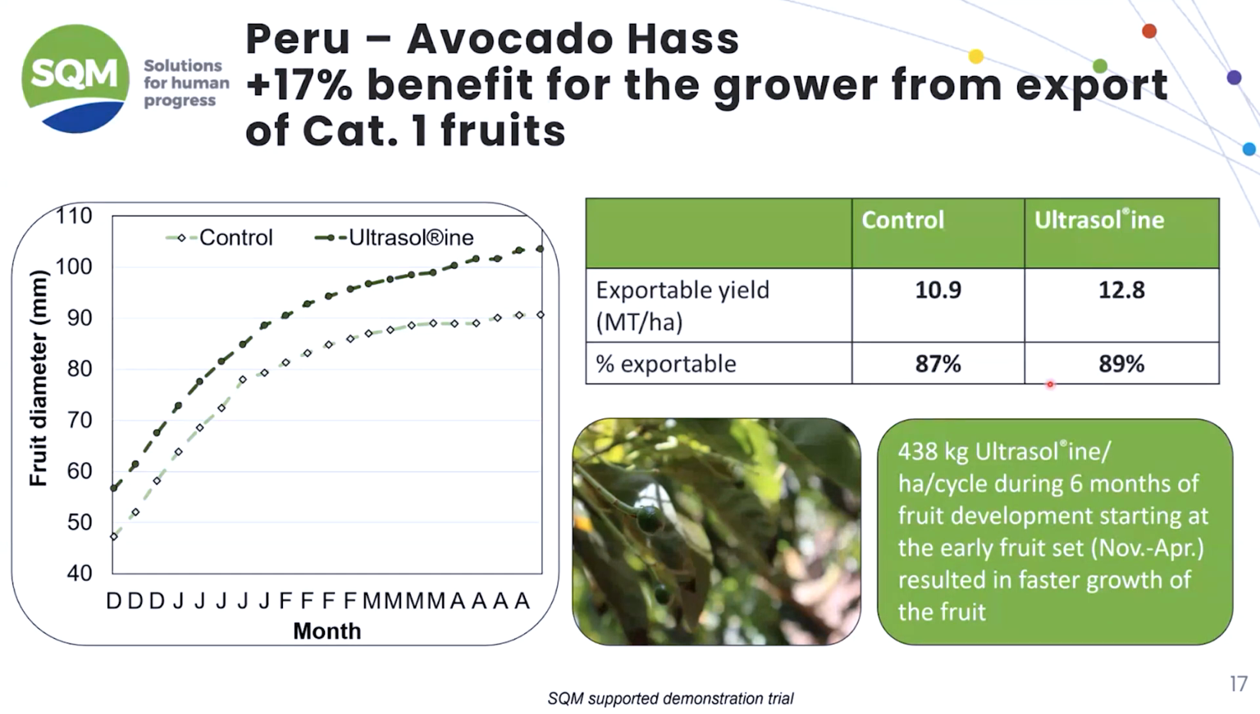We had a very good increase in total yield of exportable quality, but you can see in this graph, and the application started about a month before they started the measurement of the fruits, when the fruits had just set. So here you see a steady increase of the growth rate of the fruits when iodine was applied, compared to a situation where potassium nitrate was applied and all other things equal.